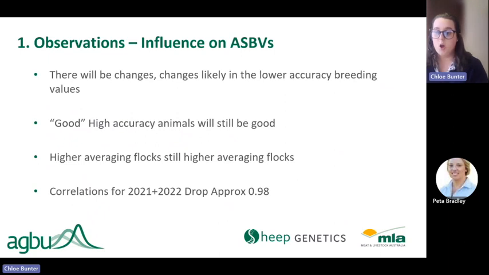We did have a look at the correlations between the 2021 and 2022 drops for the current analysis compared to the analysis enhancements, and there was a correlation of 0.98. So it is still a very high correlation, and any of our movements will be seen in those traits that hadn't been recorded as much beforehand and our lower accuracy animals as well.